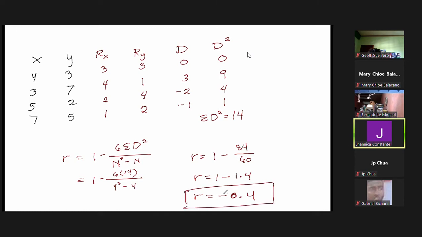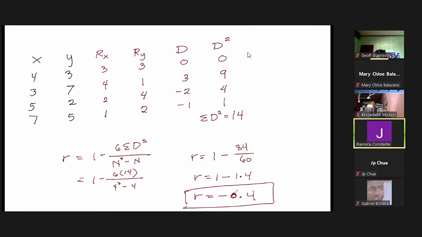As you can see, Spearman rho is easier than Pearson's formula, because Pearson's formula has a lot of things to be completed before you can proceed in solving for the correlation of the two variables that we have. Okay.